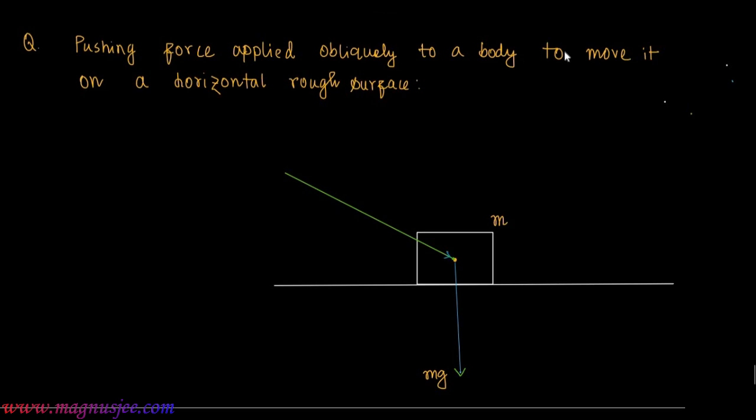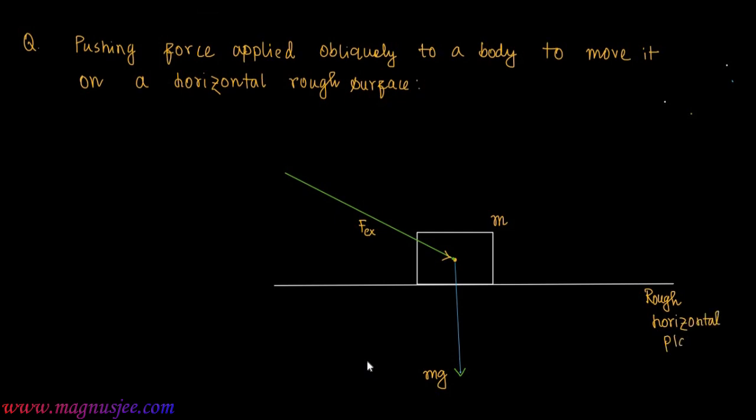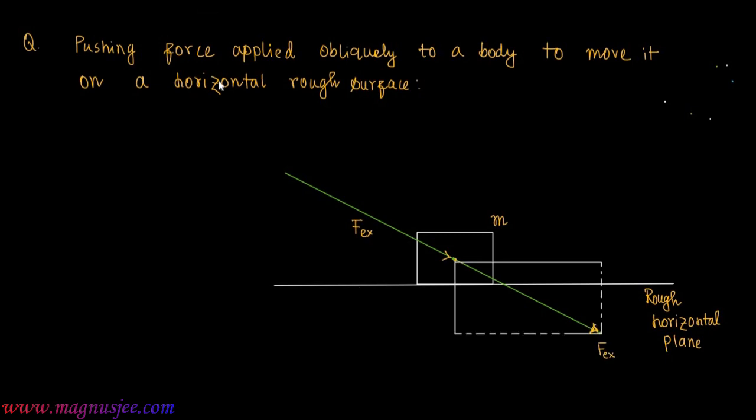An external pushing force Fex is applied obliquely to the body at an angle theta with the horizontal direction. Fex is the external force which is applied obliquely to the body placed on a rough horizontal surface. Now we can extend the direction of applied external force Fex in forward direction.